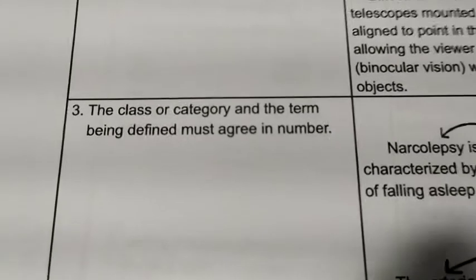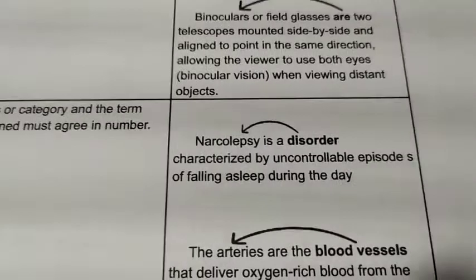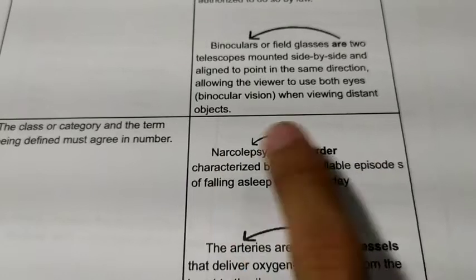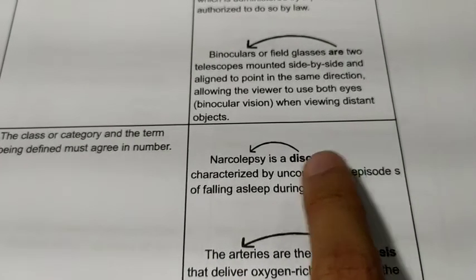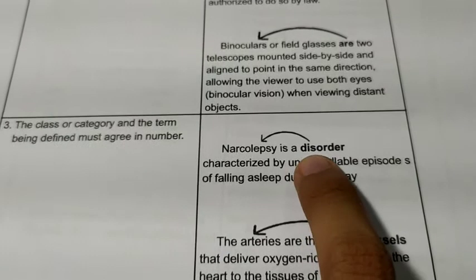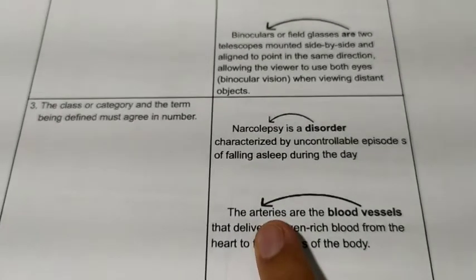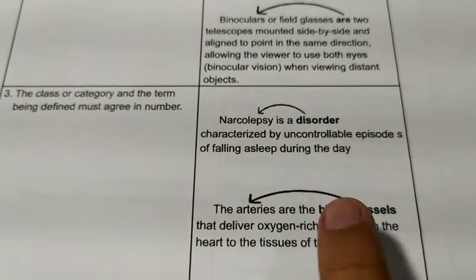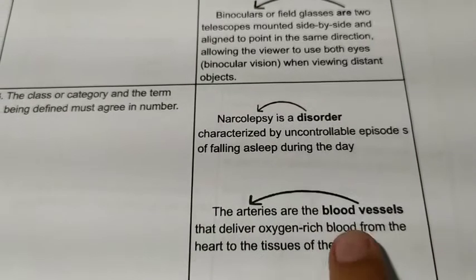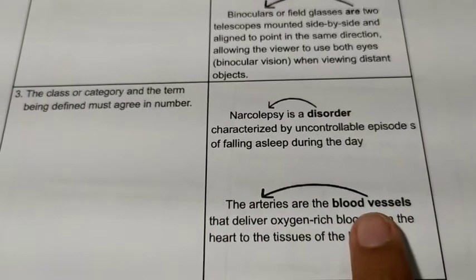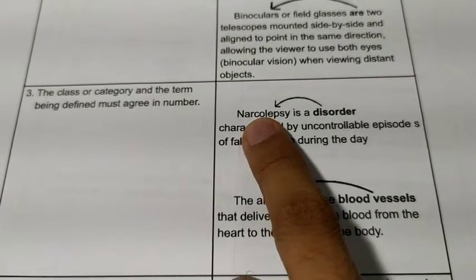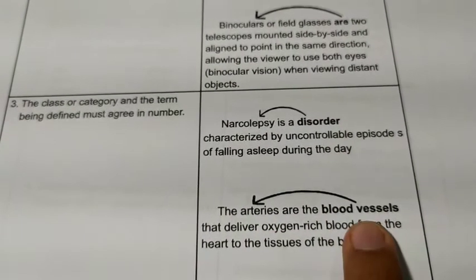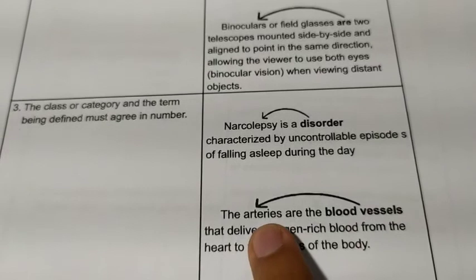Then the class or category and the term being defined must agree in number. For example, if narcolepsy is singular, then you will state the class in singular form, disorder. If the term you want to describe or define is plural, then the class will be in plural form also. So it should be connected and the same structure. Singular term, singular category or class; plural class will be plural term.